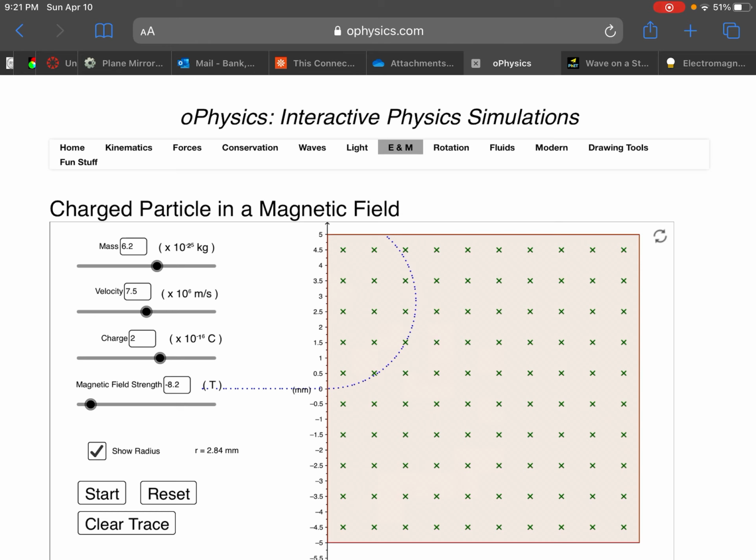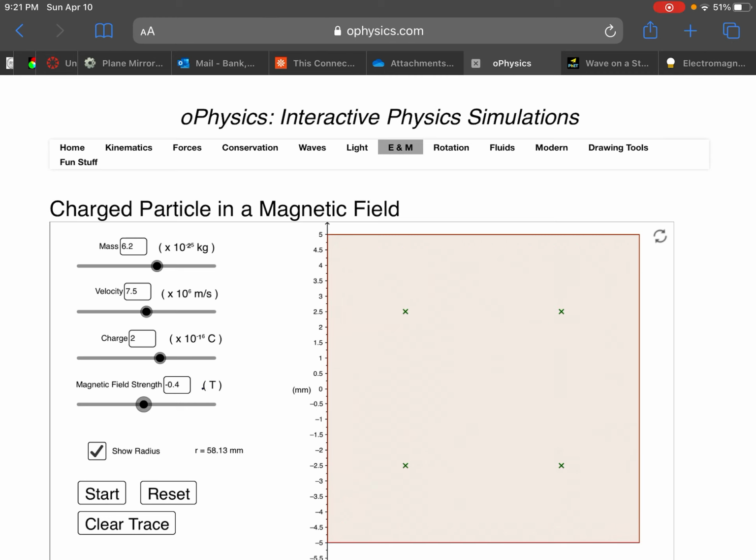We could also try this if I reset it and clear the old ones. You could vary some stuff and say, all right, what if now the field is not into the page, or excuse me, vice versa, my bad. It's not into the page but now out of the page. Particle is still going to be positive, it's still going to be moving to the right, so try this with your right hand. Can you point your thumb to the right of the page with your fingers pointing out of the page? Kind of tough, but pause and give it a shot.